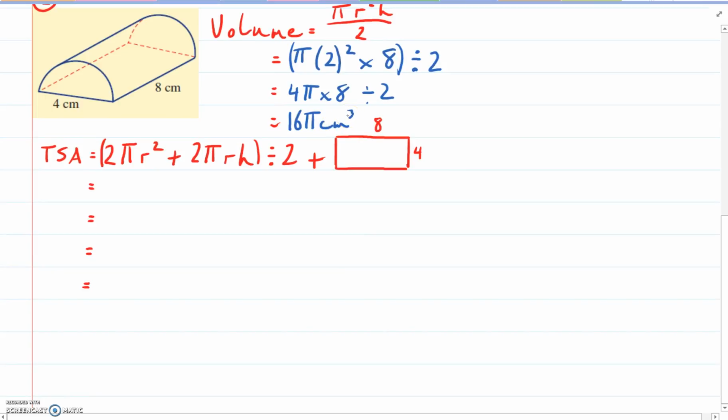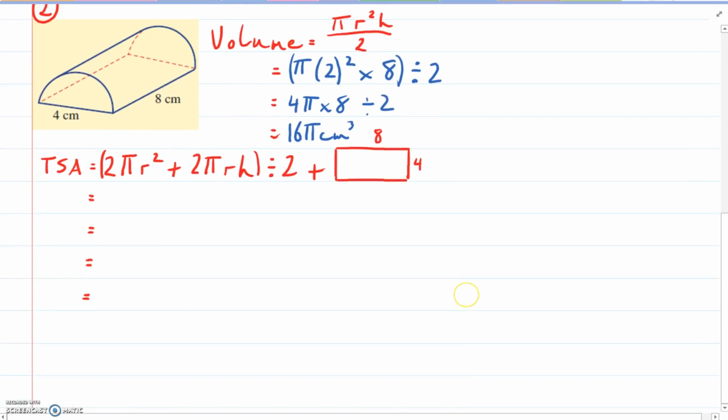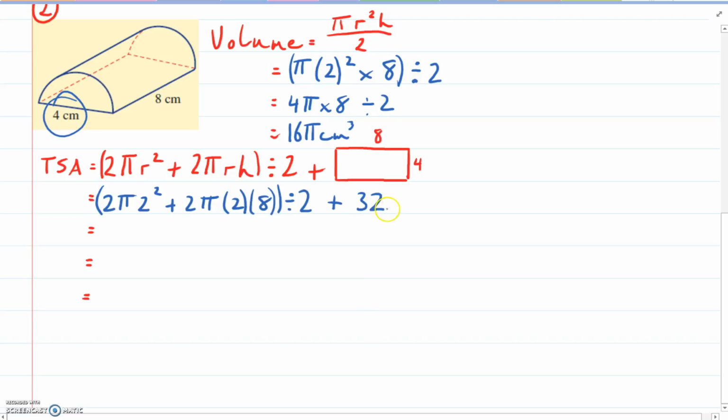Total surface area is a little bit more confusing. What we're finding here is the total surface area of a full cylinder divided by 2, because we've got half a cylinder, and then we're adding the rectangular base, if you want to think of it like that. So that's basically what we're doing. Let's punch our values in. So 2π × 2² + 2π × 2 × 8. Remember, the radius is going to be half this length, divided by 2. We need to do all of that before we can divide by 2. Plus 8 times 4, which is 32.